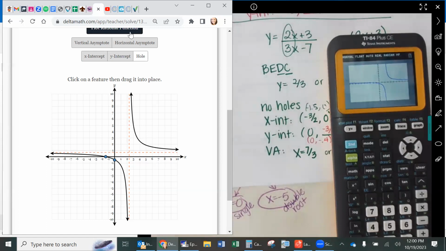Hit plot. It said it knew that was wrong. Oh, your y-intercept should be on the negative top. So click y-intercept, and then click it again. Drag it down to -1/2. And then hold on, let's see if there's anything else. Your x-intercept should be at -1. And then no hole, now you should.